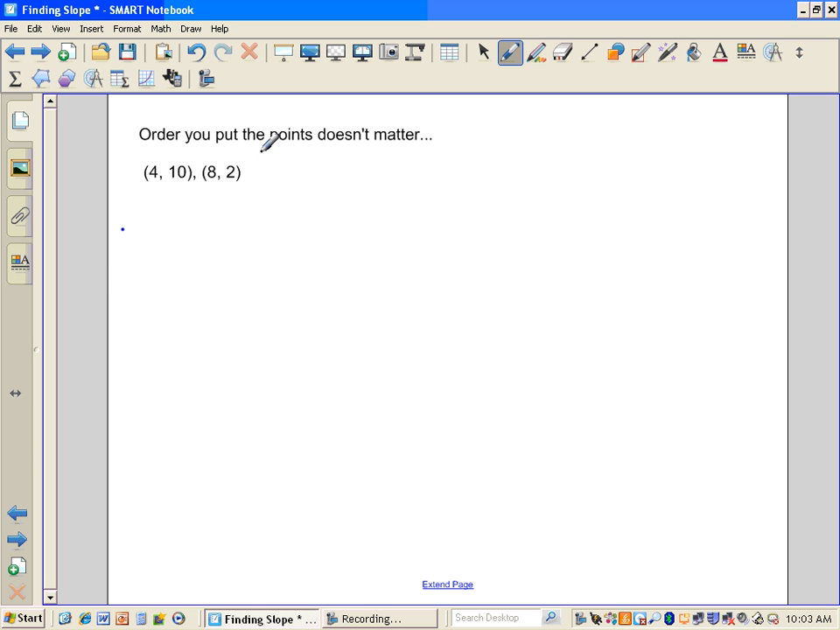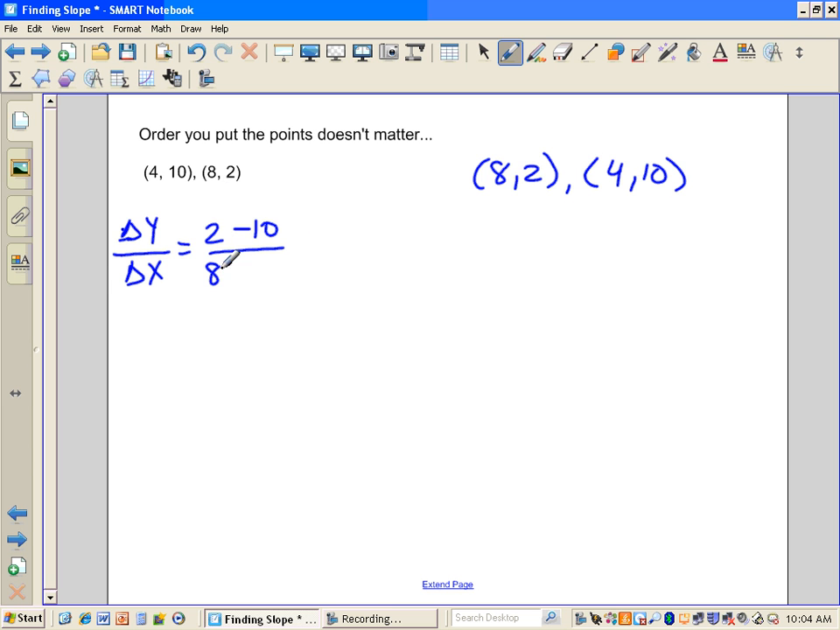So that's just a reminder for us that I could have listed these points 8, 2, 4, 10 versus 4, 10, 8, 2. We're going to get the same answer. So I just want to show you both ways just so that I can convince you of that. Still, again, the change in the y values over the change in the x values. And since we can't count them on a graph, remember we said we're just going to subtract the y values. So we take that second one first. 2 subtract 10 over 8 subtract 4.